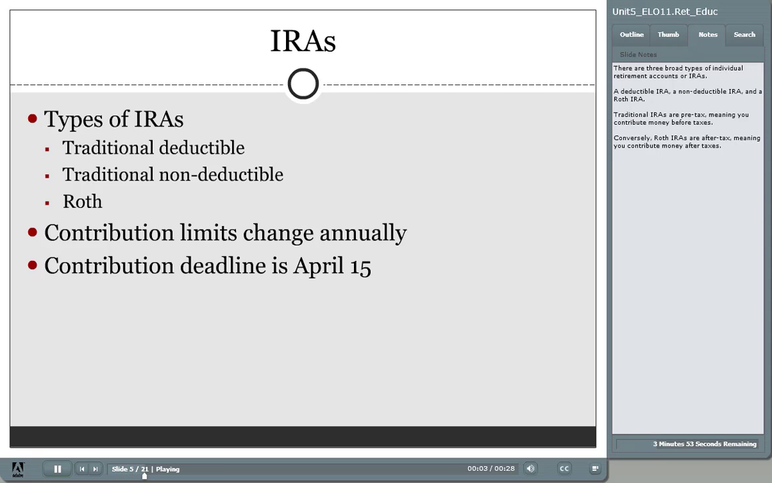There are three broad types of individual retirement accounts, or IRAs: a deductible IRA, a non-deductible IRA, and a Roth IRA. Traditional IRAs are pre-tax, meaning you contribute money before taxes. Conversely, Roth IRAs are after tax, meaning you contribute money after taxes.